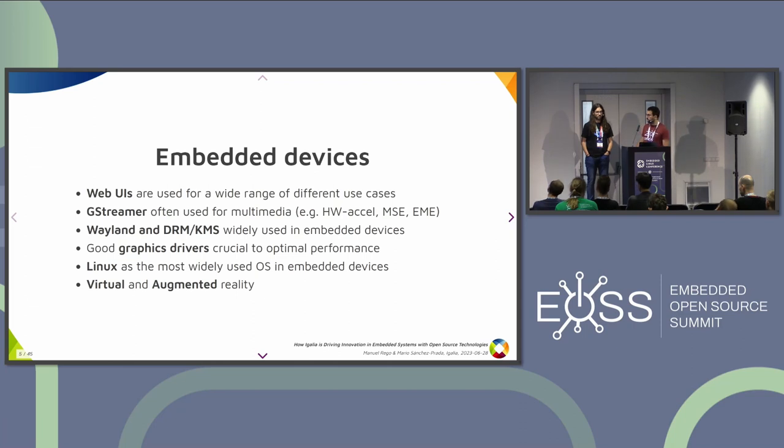If we go a bit to the graphics layer, there is Wayland as a compositor, very popular in the embedded industry, and then DRM or KMS directly if you want to go to the driver. And then, of course, having a good graphics driver for your product is very important, so that you get good performance for your device. On the OS level, Linux is the main and default choice. And then there are even some new markets emerging for embedded devices, like virtual reality and augmented reality, that are quite relevant also for us.